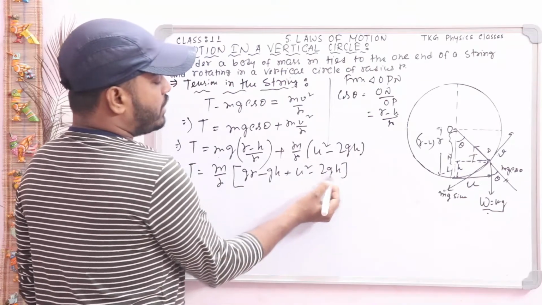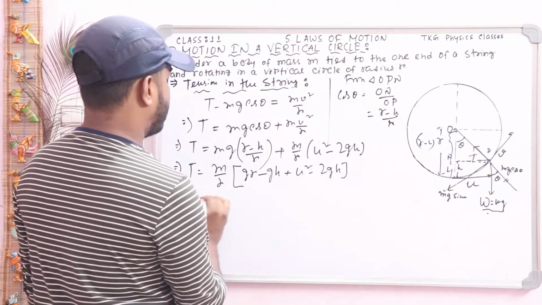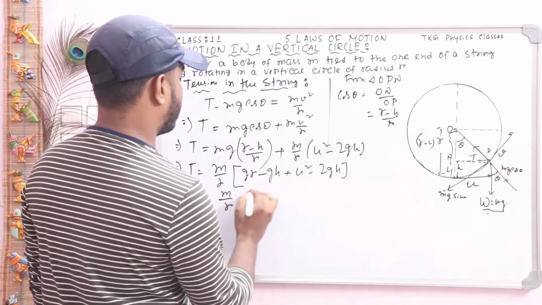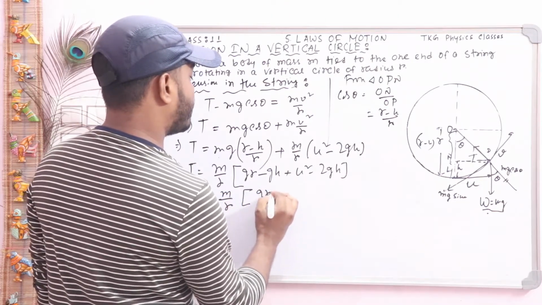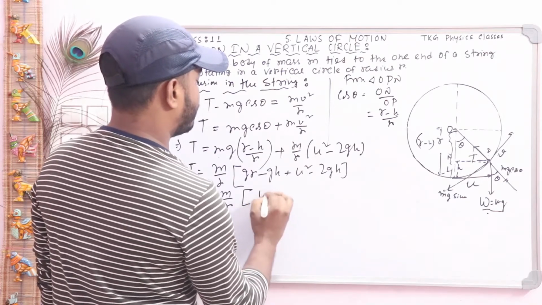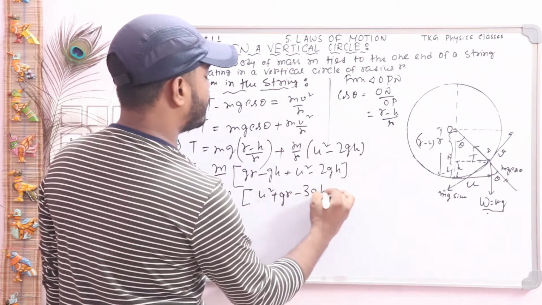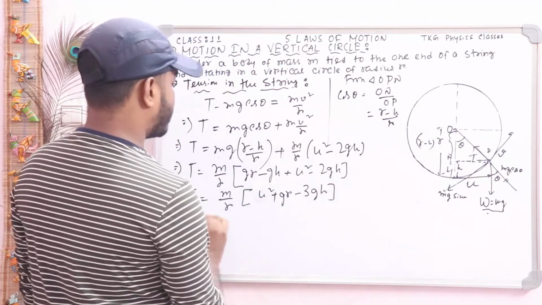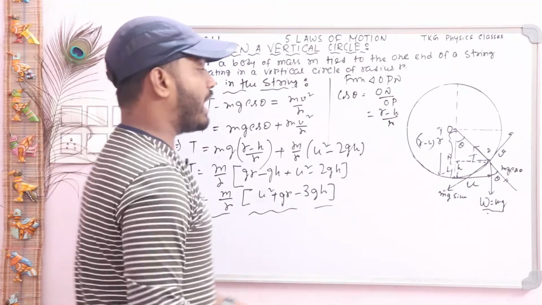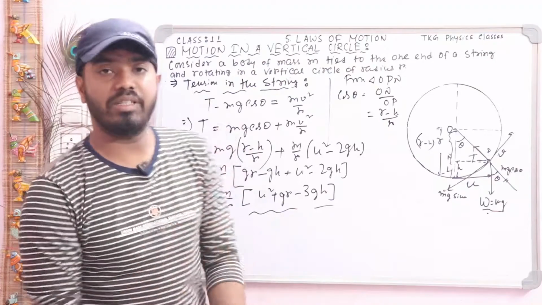Now there is minus 2gh and another gh, so T is equal to m by R times (u square plus gR minus 3gh). This is the expression of the tension of the string at any point. This is the general expression of tension.